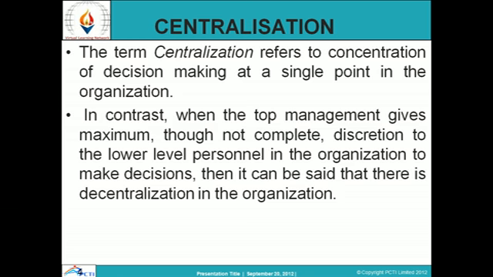In contrast, when the top management gives maximum, though not complete, discretion to the lower level personnel in the organization to make decisions, then it can be said that there is decentralization in the organization, right?